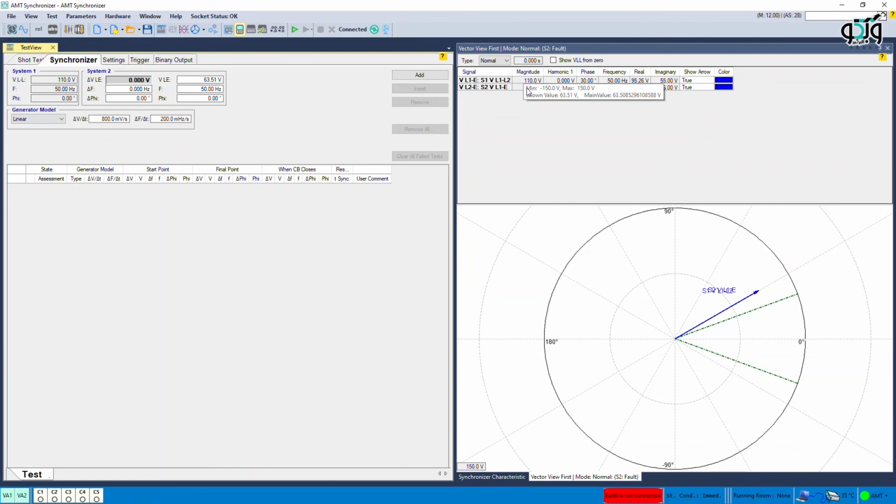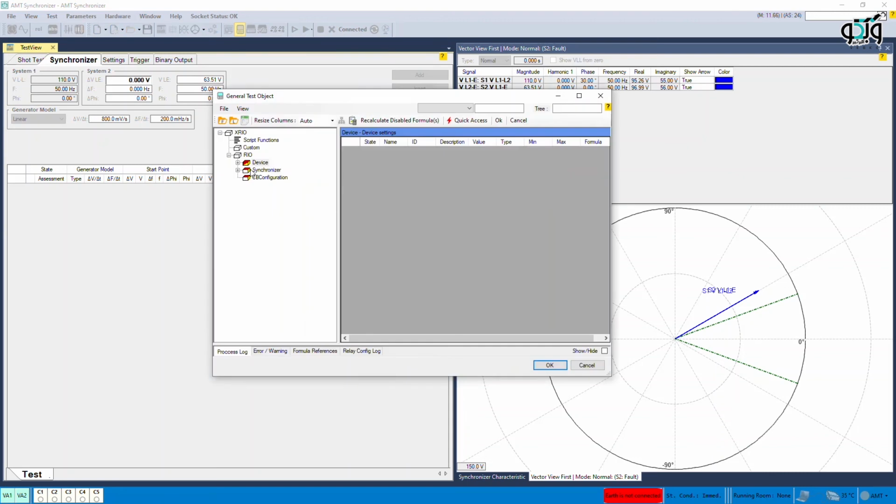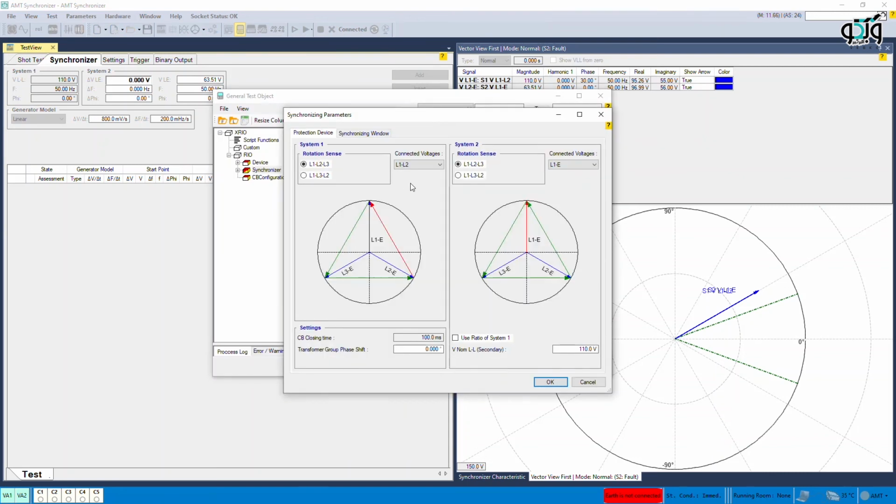The next point is that only for system number 1 it's possible to select a three-phase voltage because only the voltage group A of the device is three-phase, and as for system number 2, it is only possible to select a single phase or line-to-line voltage.